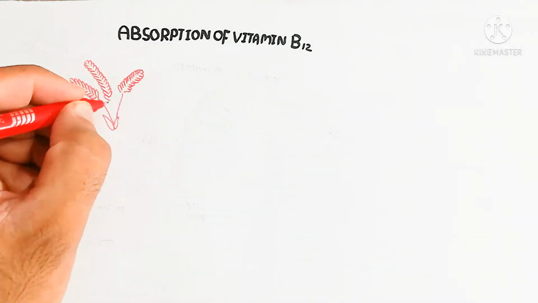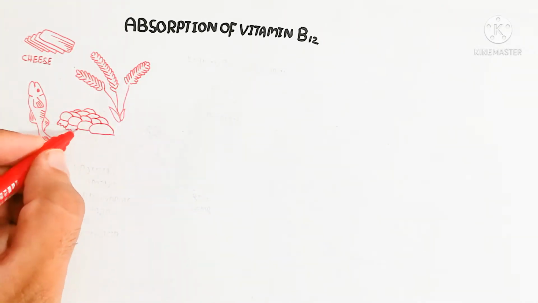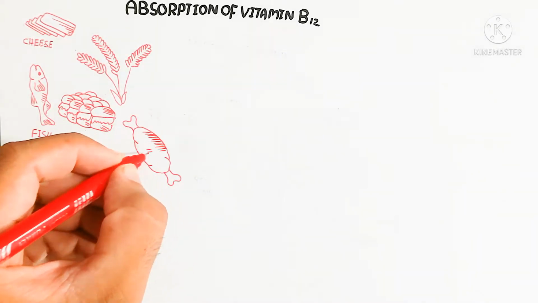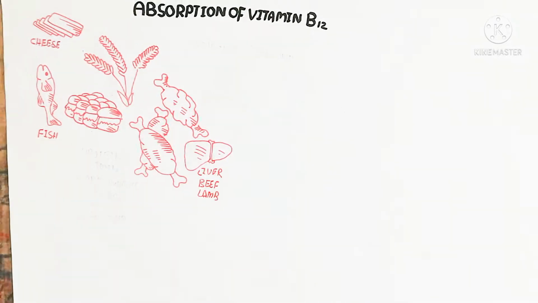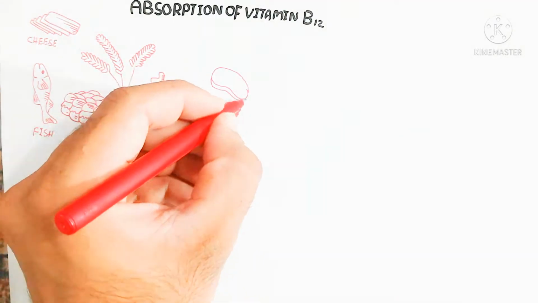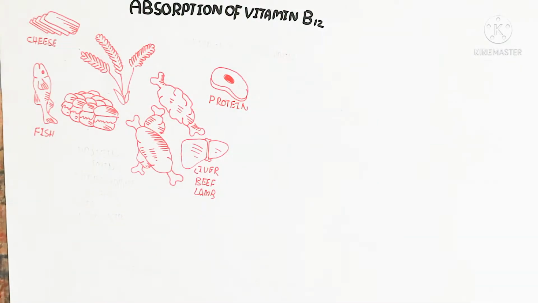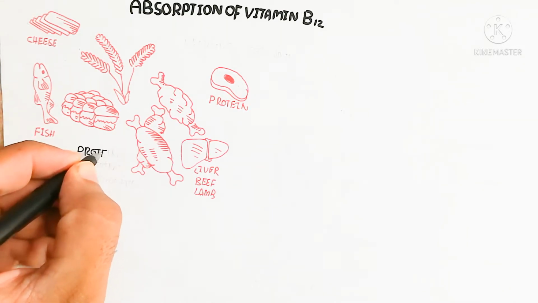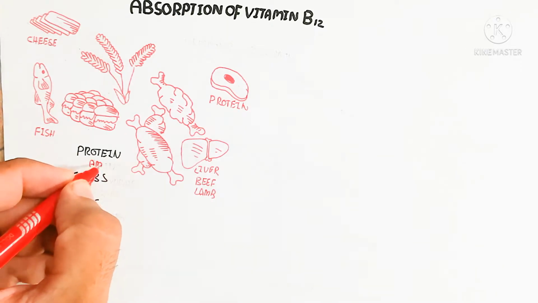Hello, in this video we will look at the absorption of vitamin B12, and we will also understand the physiological aspects and deficiency. Here are the different products: cheese, wheat, bread, fish, meat, and the liver of beef and lamb, as well as beef meat, which contain vitamin B12. It is also known as cobalamin.